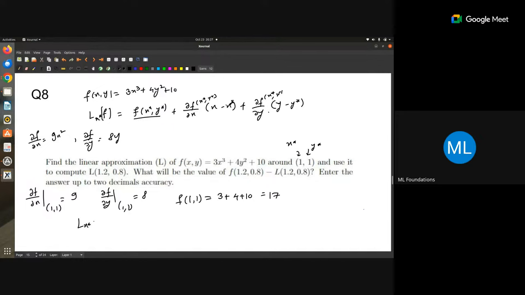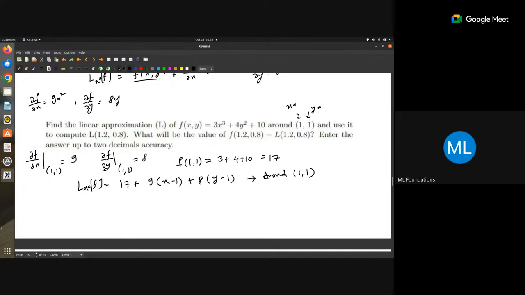Now I'll find L x star of f, which is 17 plus 9 into x minus 1, plus 8 into y minus 1. This is my linear approximation around 1, 1. Now we have to use that approximation to find L of 1.2, 0.8. So that is 17 plus 9 into 1.2 minus 1, plus 8 into 0.8 minus 1. I'm just replacing the values of x and y here.